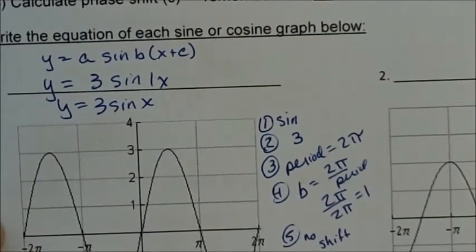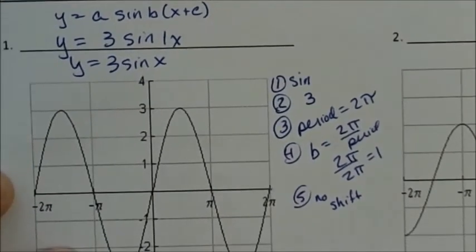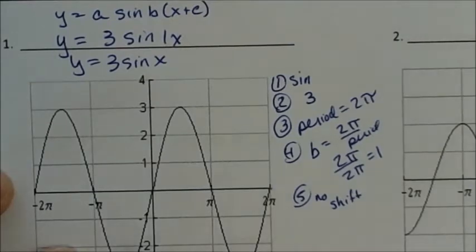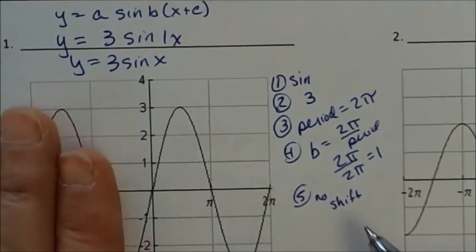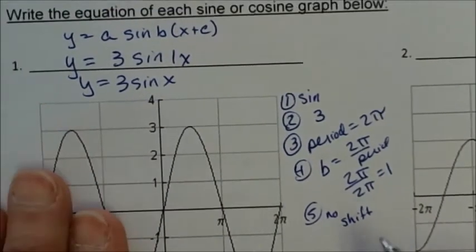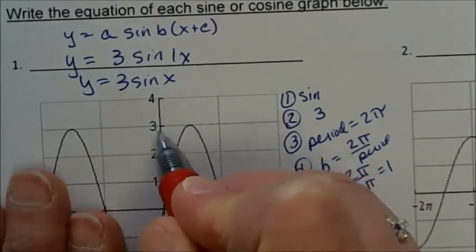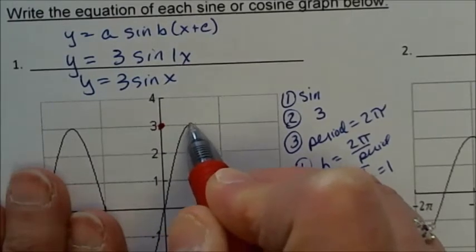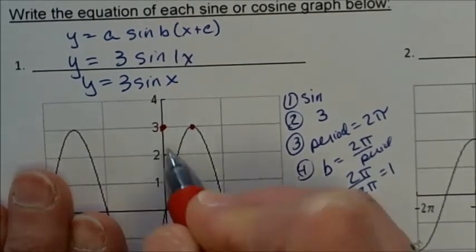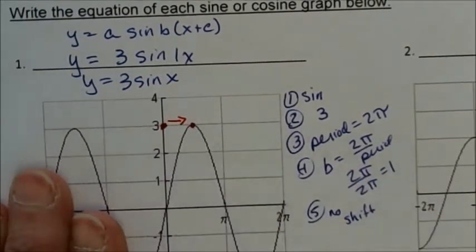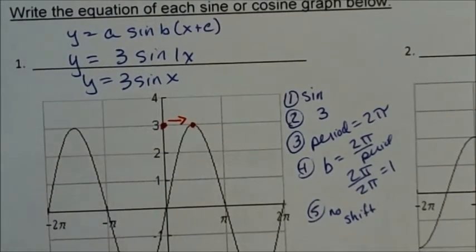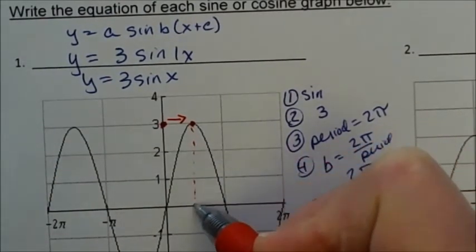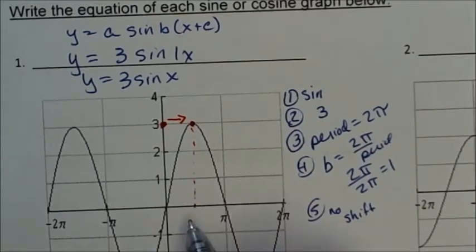Now, what if I want to write this as a cosine curve? Cosine would start at the max, 3. Instead of starting at the max, this graph has been shifted. How much? It's been shifted to the right. What is this amount? It's pi over 2.